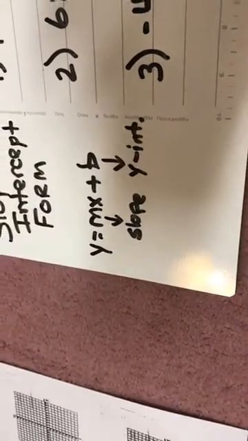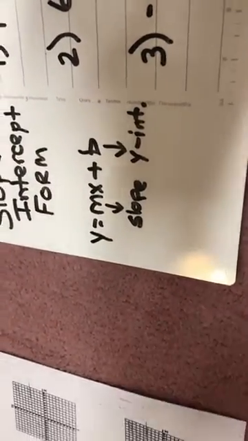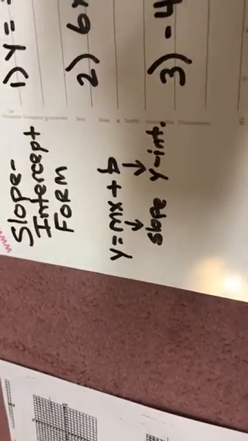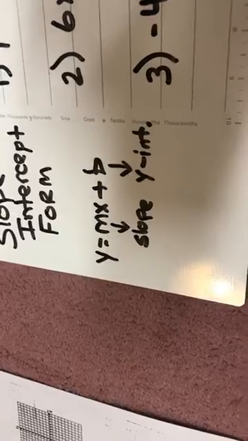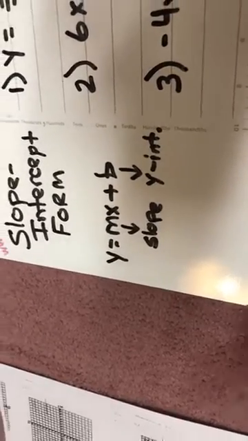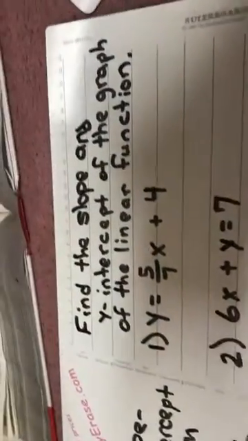This is arguably one of the most important things for you to get in your head before we move on to 8th grade math and algebra. Y equals mx plus b, slope-intercept form. That formula needs to be your friend. So what are we going to do with that?